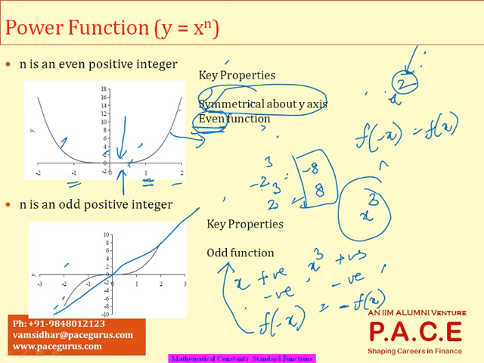So we need to be very comfortable with the graphs of even versus odd functions, especially when we are talking about the power, because if the power is an even number, we end up with an even function, and we see that an even function is symmetrical about the y-axis. If the power is odd, we see that it will be an odd function, and the odd function will not be symmetrical about the y-axis.